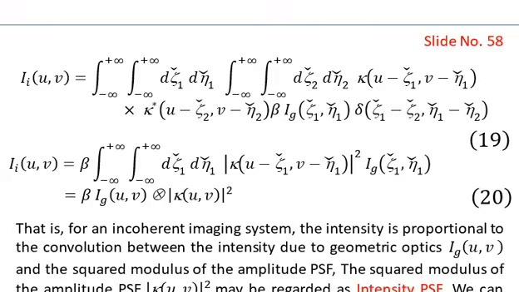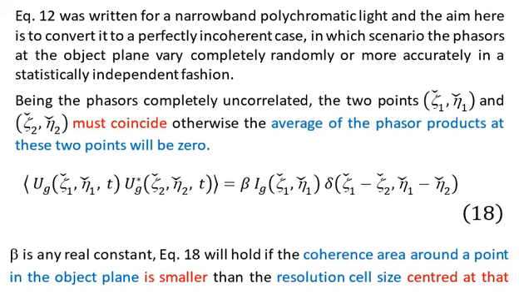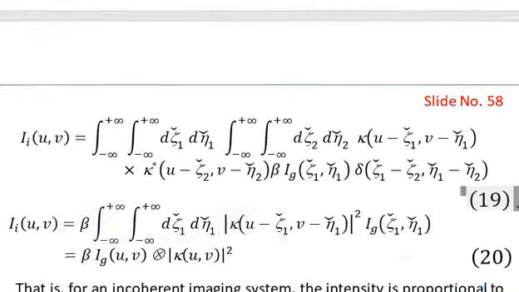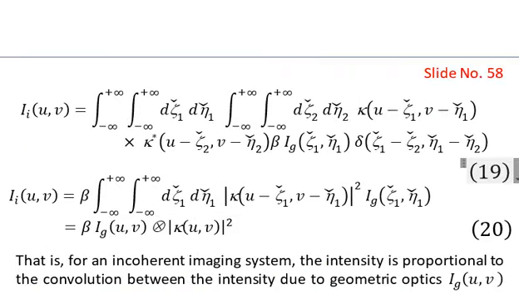Now we are relabeling that equation as equation number 19. And you know that in equation number 19 we have replaced these terms on the left hand side, which were present in equation number 12. Now we have replaced the average of the complex conjugate of the multiplication of the two phasors, one being the phasor and the other the complex conjugate of the phasor, in equation number 19 by the right hand side of equation number 18, that is by beta Ig at point zeta 1 and eta 2 and the delta of zeta 1 minus zeta 2 and eta 1 minus eta 2, as you can see in equation number 19.